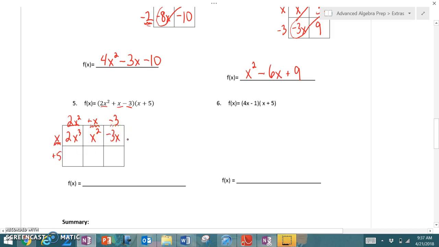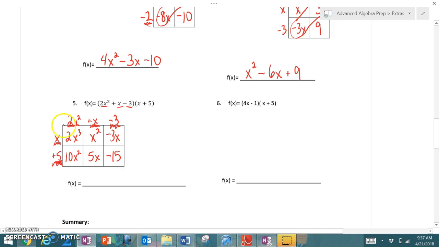So you'll see I'm not changing my strategy. I'm still finding the area of all the little boxes by multiplying the length times width. I just have more boxes to fill in. So now I've got the 5 and the 2x squared. 5 times 2 is 10, and then x squared. Then I've got the 5 times x is just 5x. And then I have a positive 5 times a negative 3. Positive times a negative is negative, and it's 15.